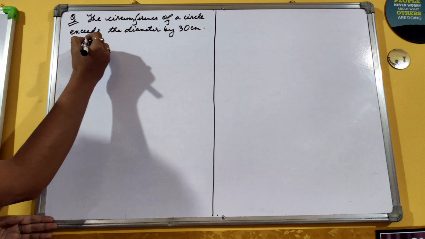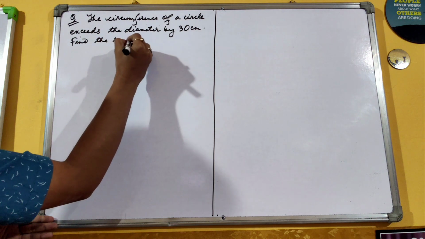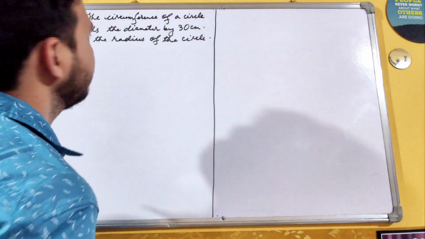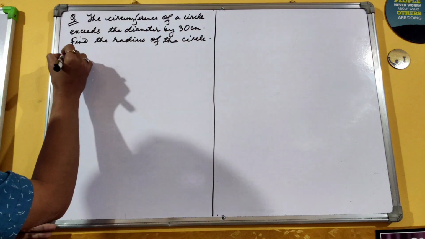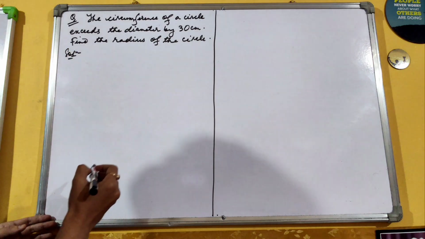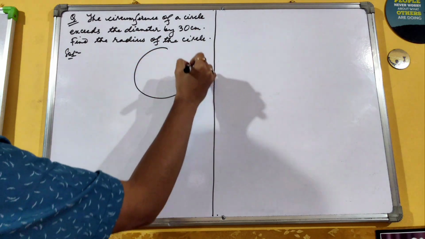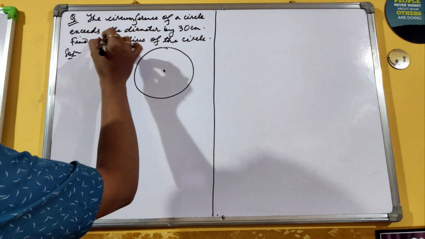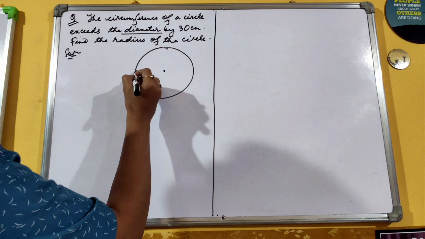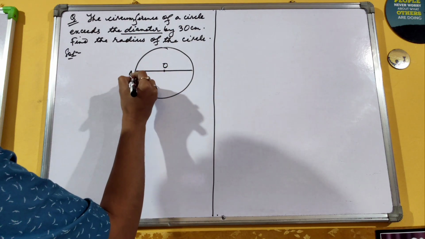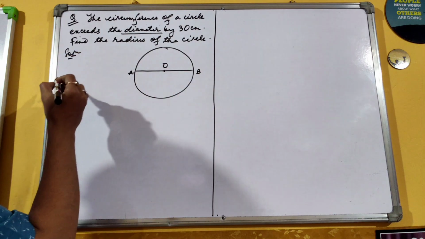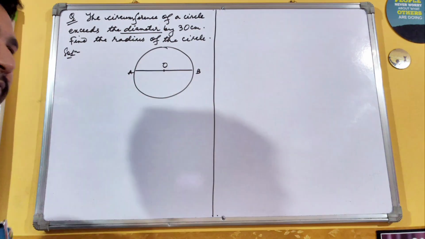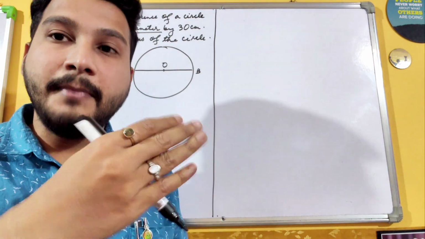Find the radius of the circle. Okay. Solution. So, given a circle, draw a circle. There is a center. The question said about diameter. So, draw a diameter EB. The circumference of a circle exceeds the diameter by 30 centimeter. Means the circumference is bigger than the diameter by 30 centimeter.